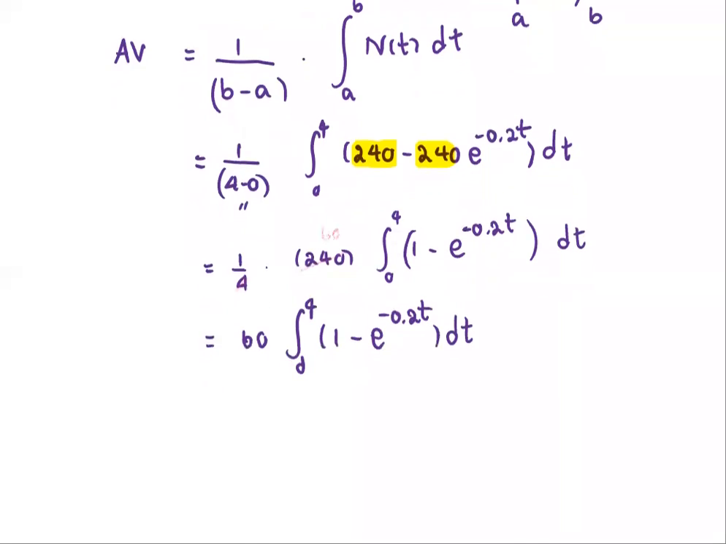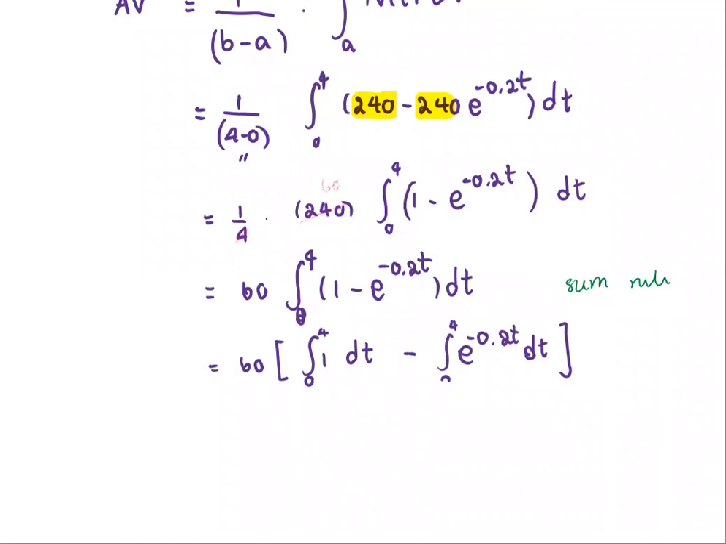We have two terms. We can use the sum rule to begin with by breaking it up into two integrals. We have 60 multiplied by the integral of 1 with respect to T minus the integral of e to the negative 0.2 T with respect to T, with lower limit 0 and upper limit 4.